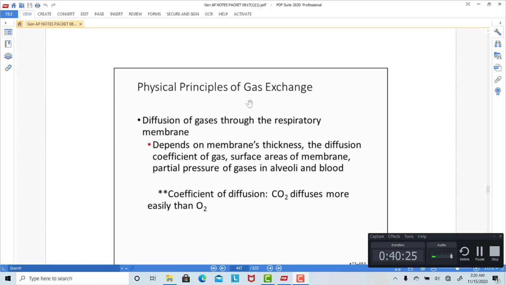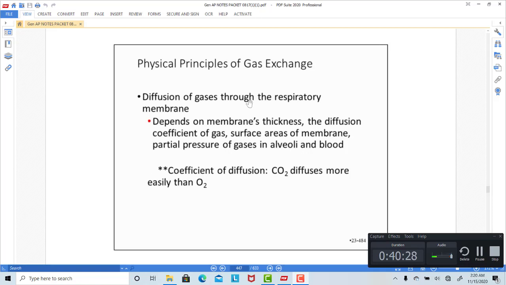So gas exchange, we talked about that as a big piece of the respiratory system. And carbon dioxide and oxygen diffuse by simple diffusion from high concentration to low concentration. We find that these gases diffuse a little differently. For example, carbon dioxide diffuses more easily than oxygen based on its coefficient of diffusion, which is more of a chemistry concept and how gases diffuse across a membrane. We're not going to go into the details of that, but just know that the carbon dioxide crosses the membrane a little easier than oxygen does.